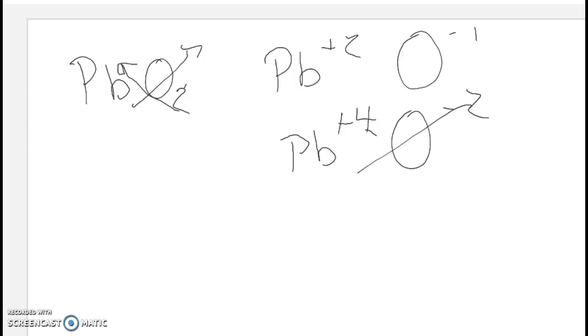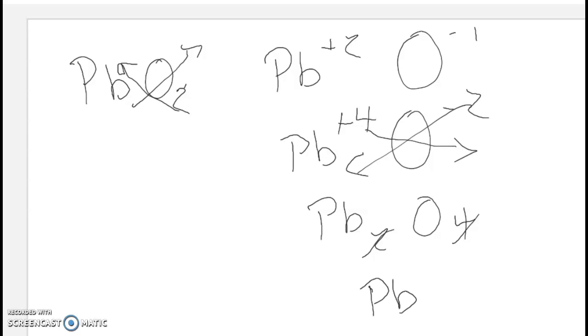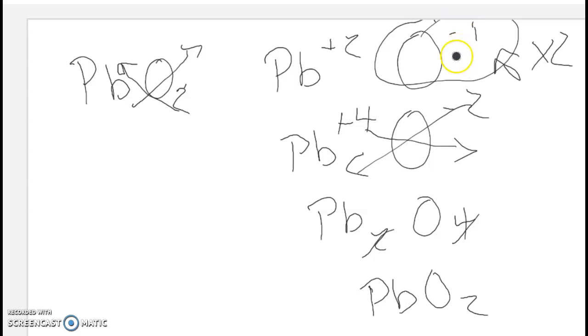Okay, and then if we do that crossover, it'd be Pb2, oxygen 4, but these would have to divide by 2 to leave us with Pb, oxygen 2. Okay, this is not an ion, right? We know that this is not an ion. Oxygen does not have a charge of -1. We know that it has a charge of -2, so really what you have to do is multiply both by 2. Okay, and that would give you the appropriate answer.